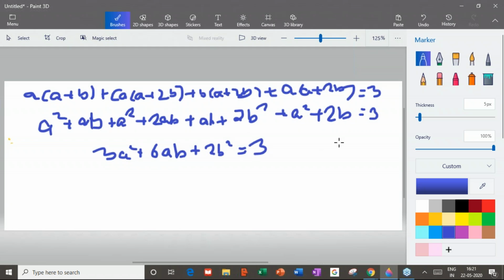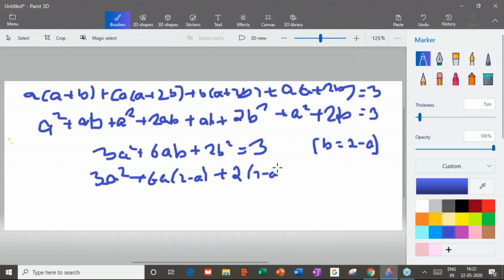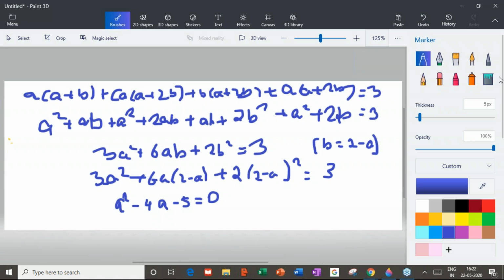is equal to 3. So now the first equation we got as b is equal to 2 minus a, correct? So b is 2 minus a, substitute that here. So it becomes 3a square plus 6a into 2 minus a plus 2 times 2 minus a whole square, sorry, this 2 will be outside, 2 times 2 minus a whole square is equal to 3. Correct? When you simplify this, you will get an equation like a square minus 4a minus 5 is equal to 0. Now solve for a. So you will get two values of a. Correct?